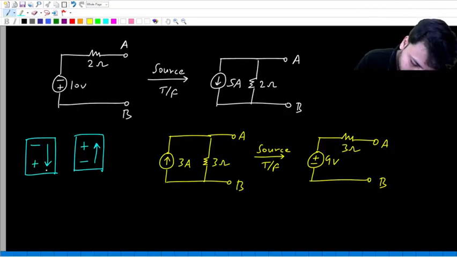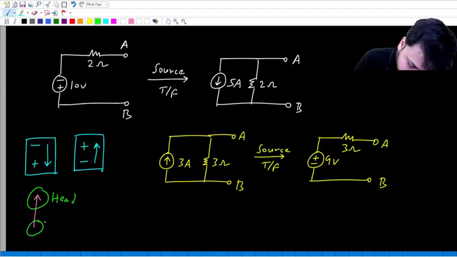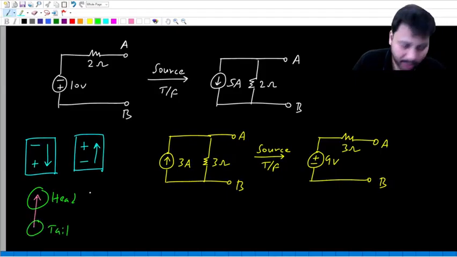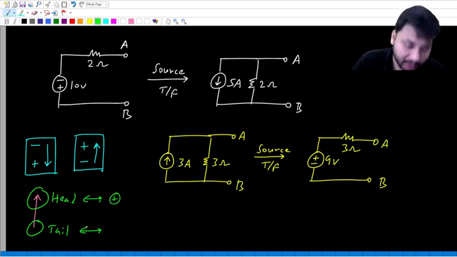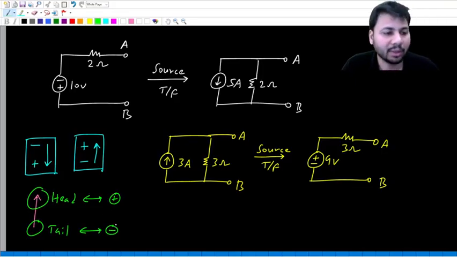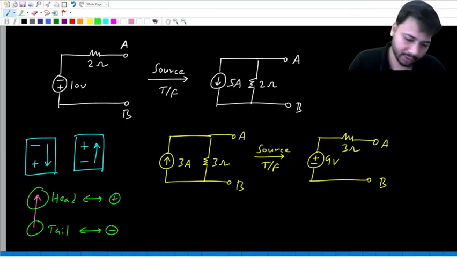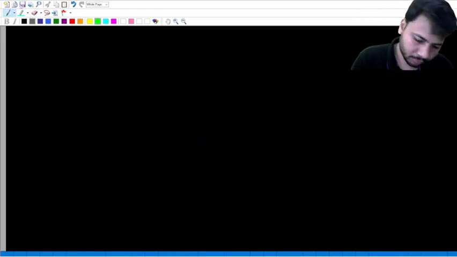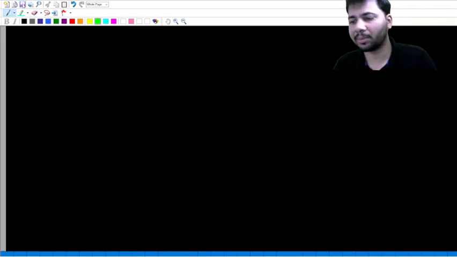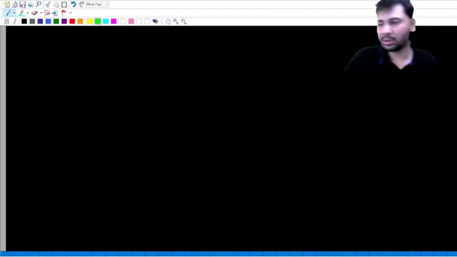Okay. In fact, for an arrow mark, this side is called the head. This side is called the tail. Head is always aligned with the plus terminal or the plus of the voltage, and tail is always aligned with the minus of the voltage drop. Okay. All right. Now the most important point about source transformation.